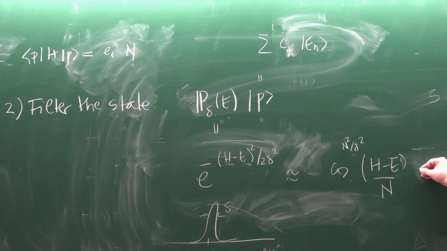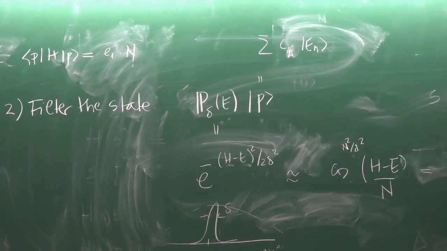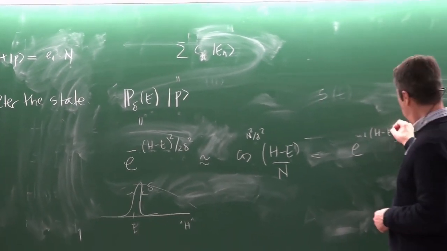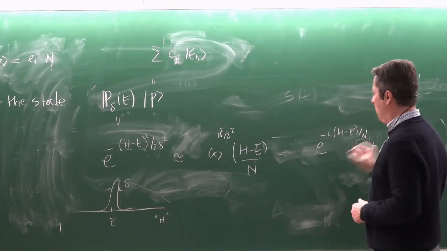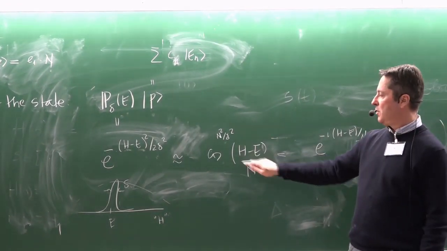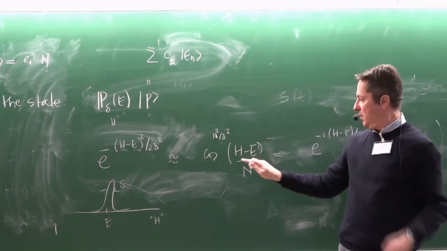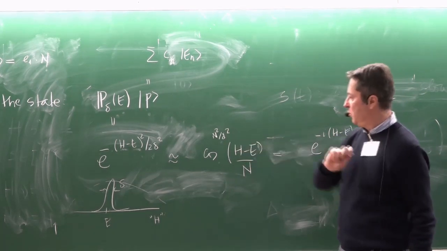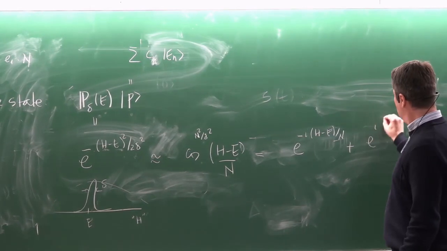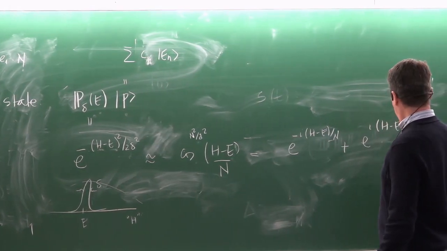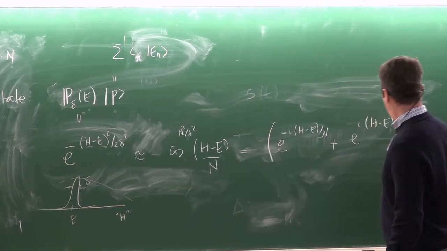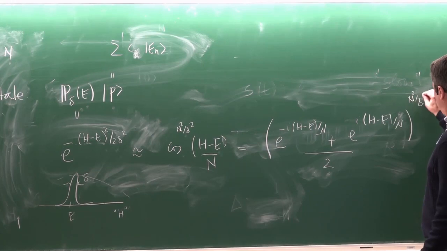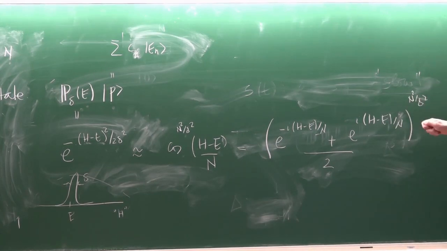And then the next step is to write the cosine with a binomial formula. So this is e to the minus I (H minus E) divided by n, plus e to the I (H minus E) divided by n, to the power n squared divided by delta squared, all divided by 2 to the power n squared divided by delta squared. I divided by n here because we have to make sure that the cosine doesn't have an oscillation. It's only half an oscillation on the spectrum, which has width n. And you see that it's a typical trick that we can use.